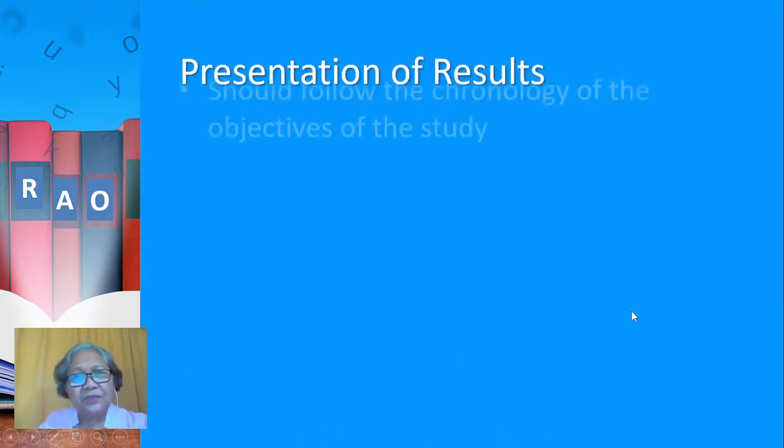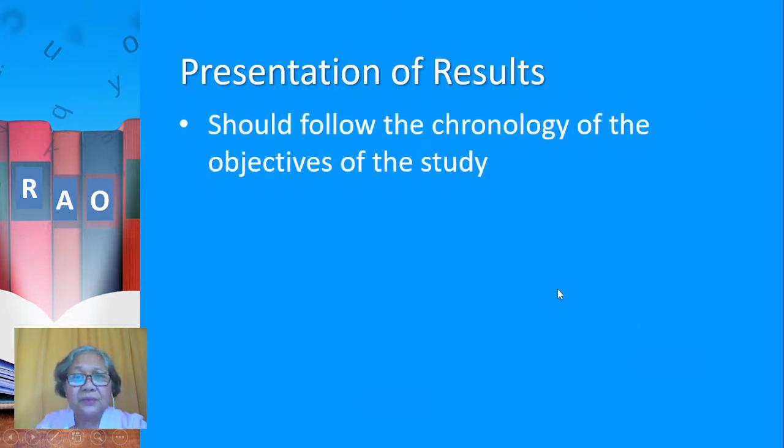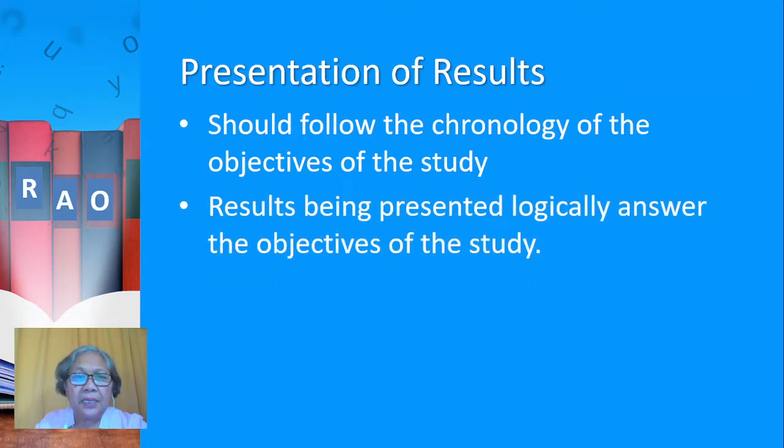Now, in the presentation of results, it should follow the chronology of the objectives of the study, so that if you have objective number 1, first in chapter 4 should be the objective number 1, and then followed by objective number 2, and so on. Now, the results should logically answer the objectives of the study. So, by presenting in chapter 4, you are already answering the objectives of your study.